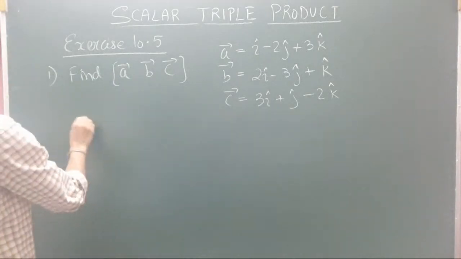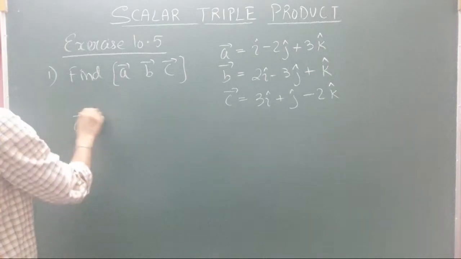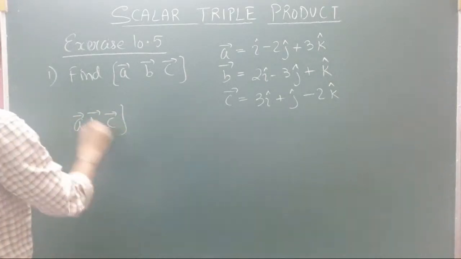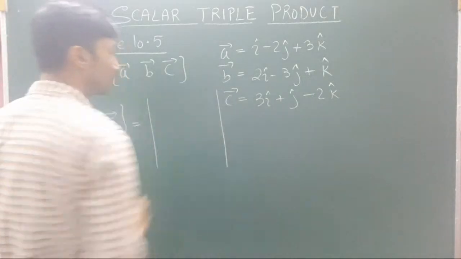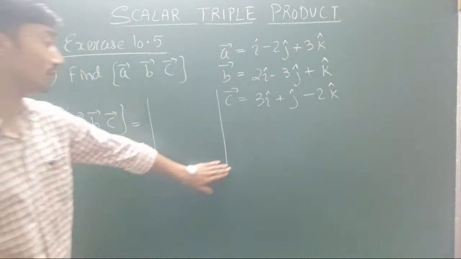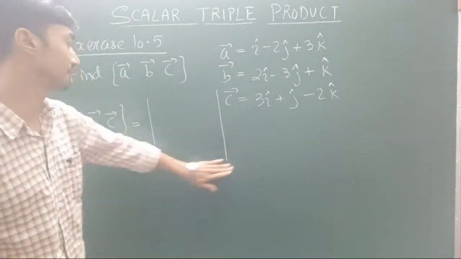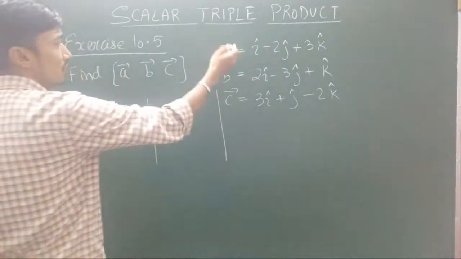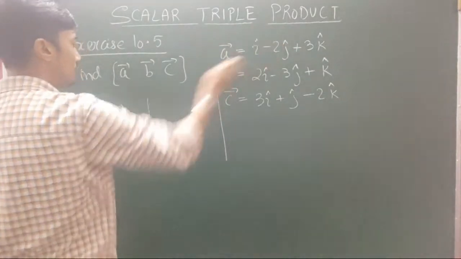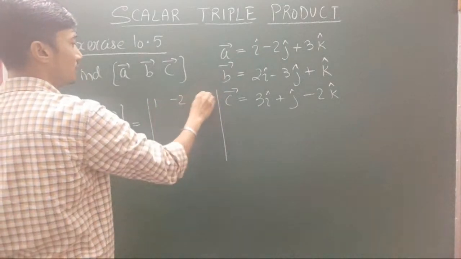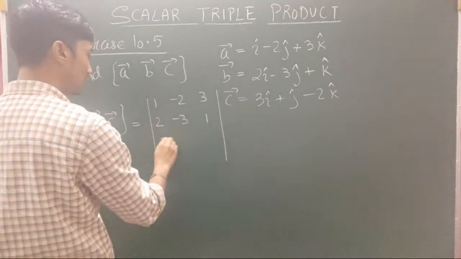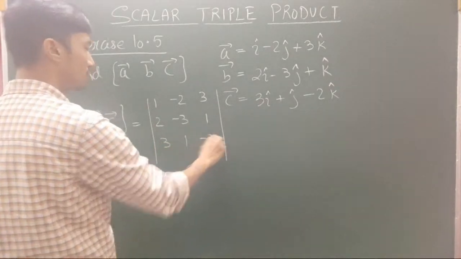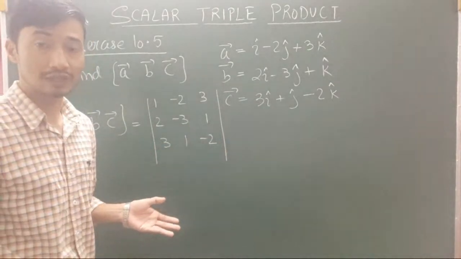As we know, the scalar triple product is nothing but the value of the determinant formed by the coefficients or the scalar components. So for vector a it's 1, minus 2, 3. For b it's 2, minus 3, 1. And for c it is 3, 1, minus 2. Everybody knows how to calculate the value of a determinant.